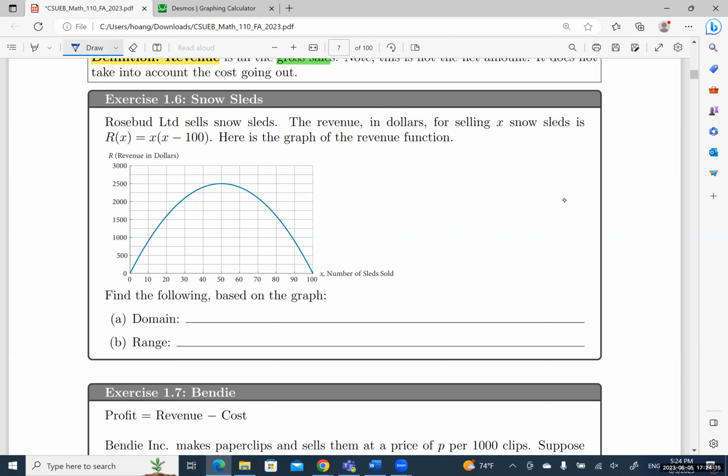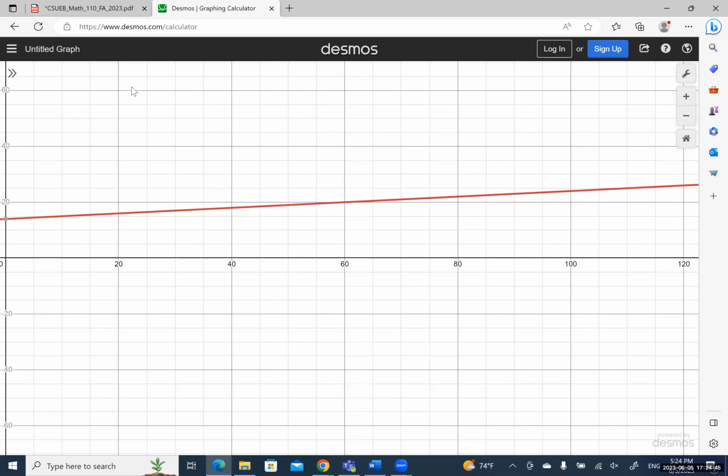Rosebud Limited company sells snow sleds, right? And the revenue in dollars for selling x snow sleds is R(x) equal to x times (x minus 100). And here's a graph of the revenue function. You can also graph this function on Desmos if you like. Let me show you.